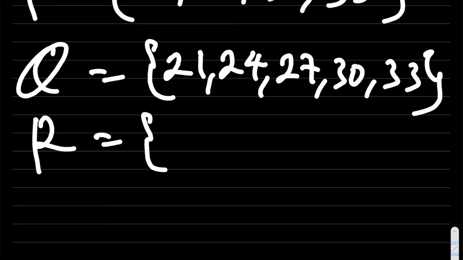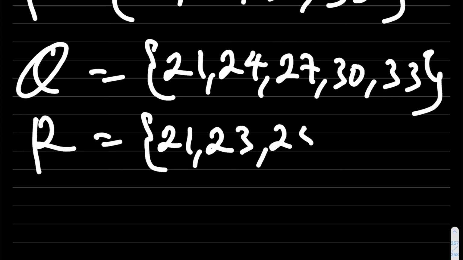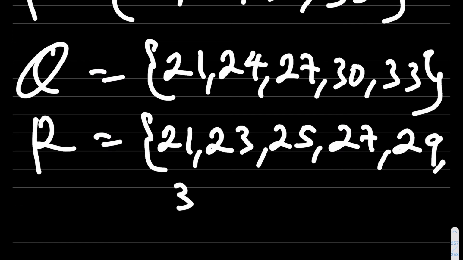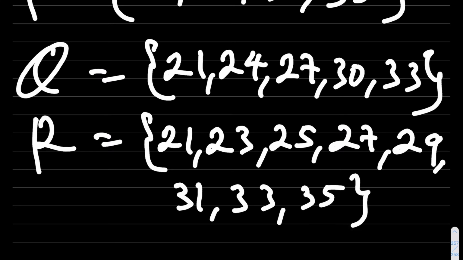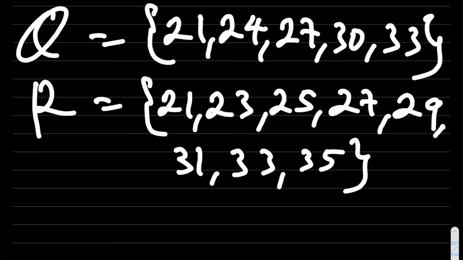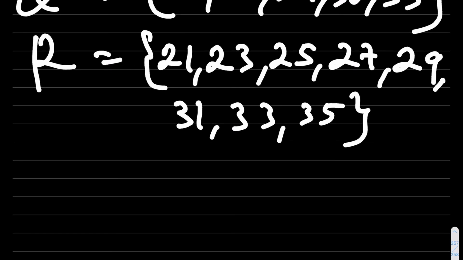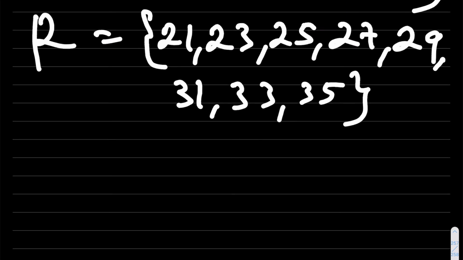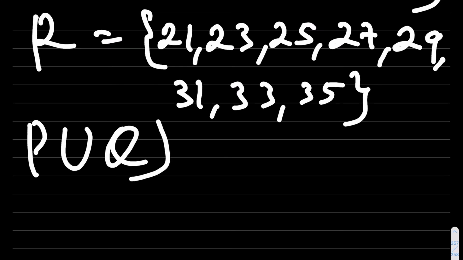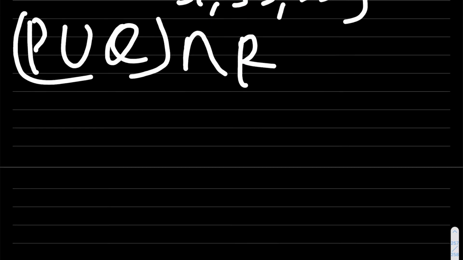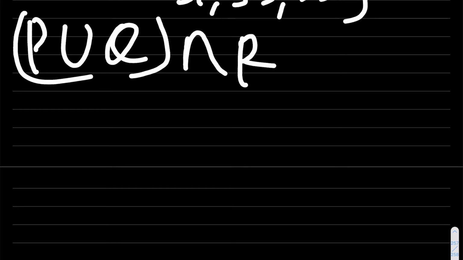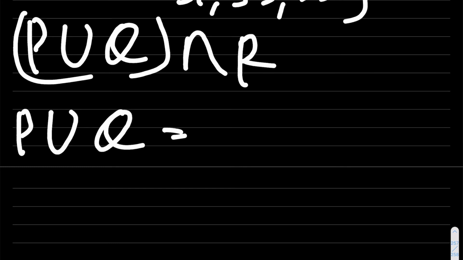Now, what are the elements of a set R? Those are odd numbers, the odd numbers from 20 to 35, and those are 21, 23, 25, 27, 29, 31, 33, and 35. Now the question is, find the element of the set P union Q intersection R. First of all, I want to find the set P union Q.